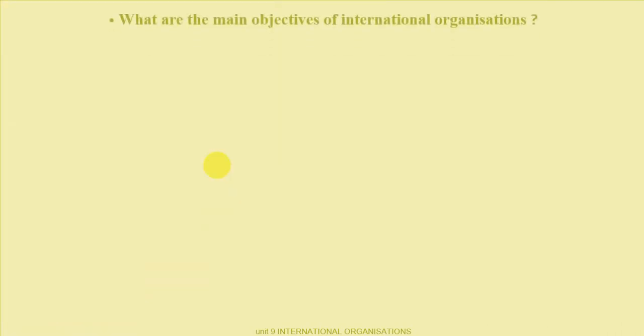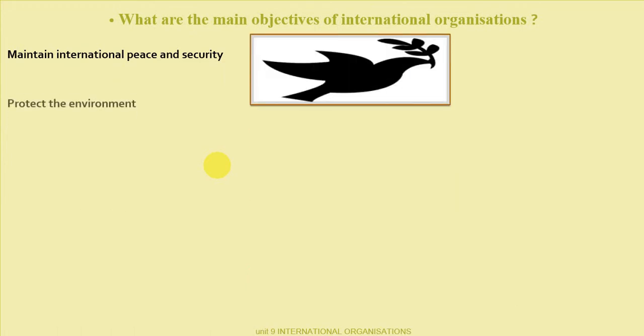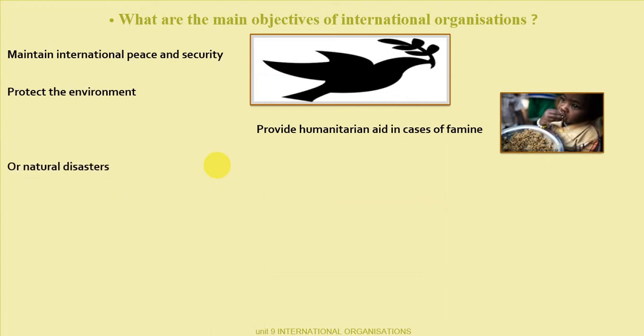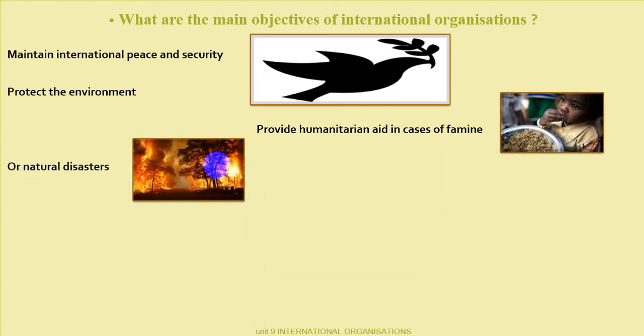Well, now we reach the main objectives of international organizations. Why are these organizations created? Some of them are created to maintain international peace and security, to keep peace between countries. Some protect the environment. Others provide humanitarian aid and assistance in cases of famine or natural disasters like fire, or when there is a volcano or whatever.